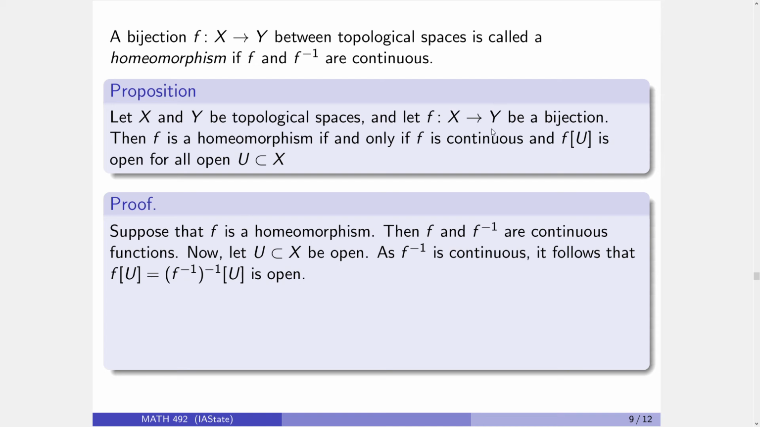All right, but anyway, we now have that if you have a homeomorphism, then f is continuous and the image of any open set is open. So not only do we know the inverse image of open sets are open, we also know that the image of open sets remains open.